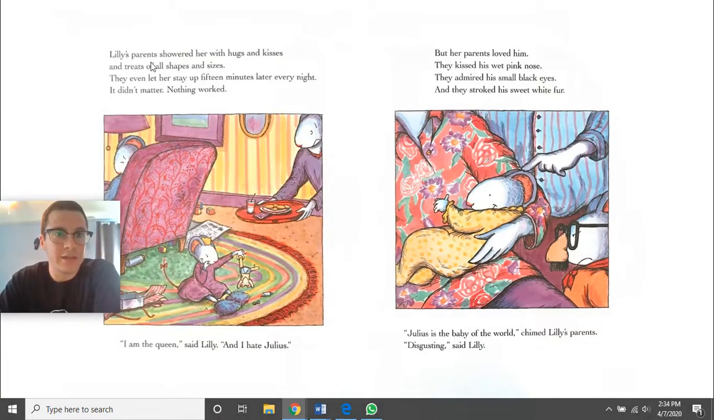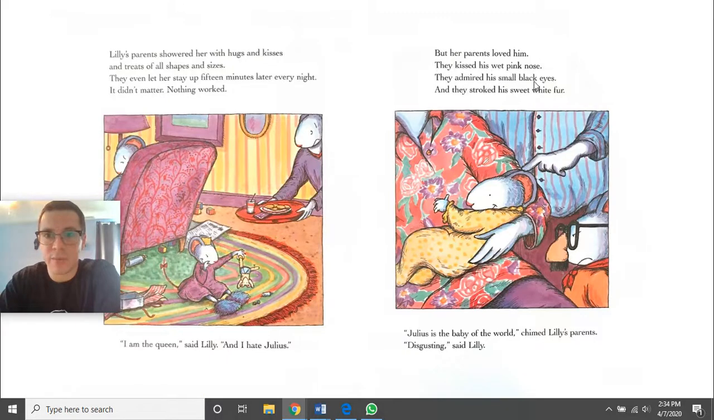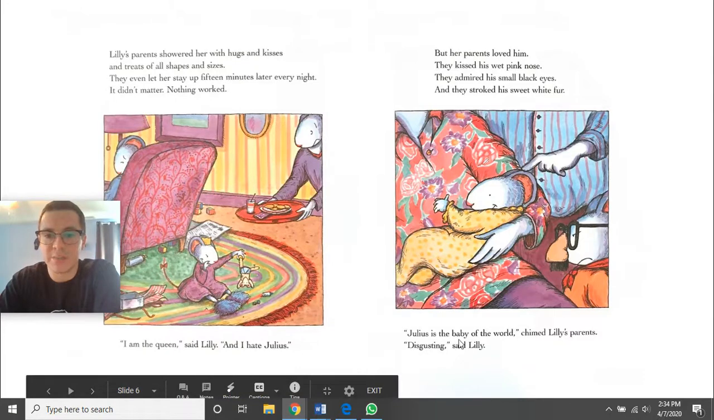Lily's parents showered her with hugs and kisses and treats of all shapes and sizes. They even let her stay up 15 minutes later every night. It didn't matter. Nothing worked. I am the queen, said Lily, and I hate Julius. But her parents loved him. They kissed his wet pink nose, they admired his small black eyes, and they stroked his sweet white fur. Julius is the baby of the world, chimed Lily's parents. Disgusting, said Lily.